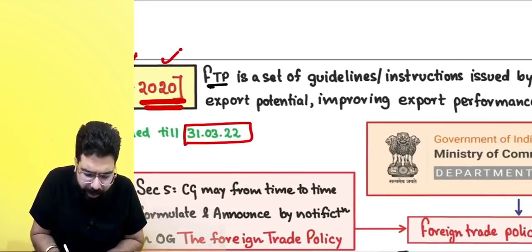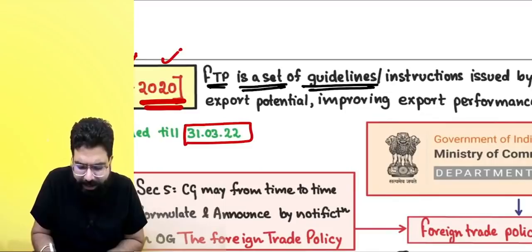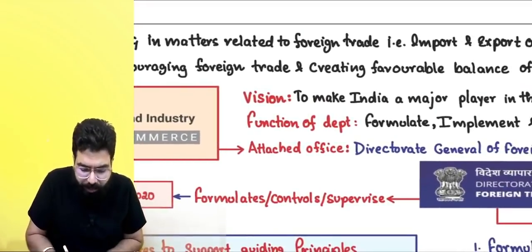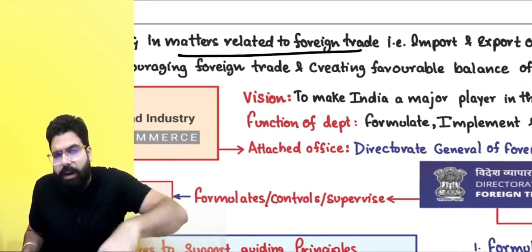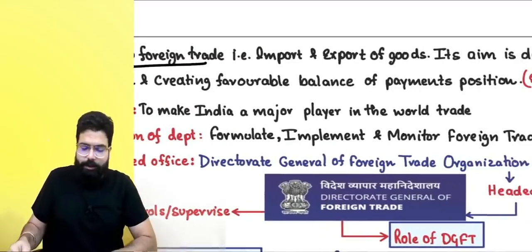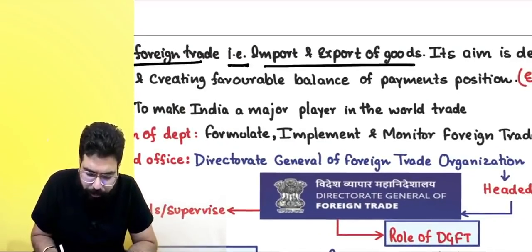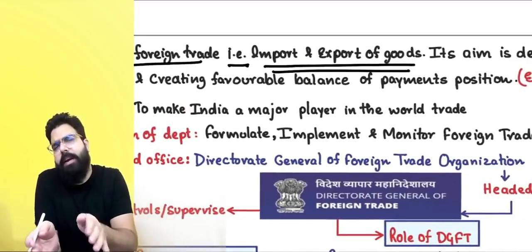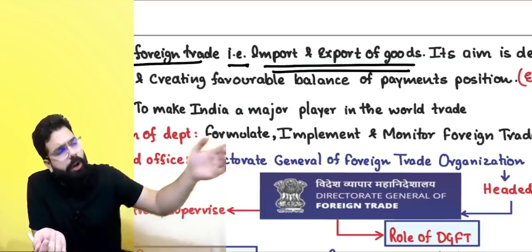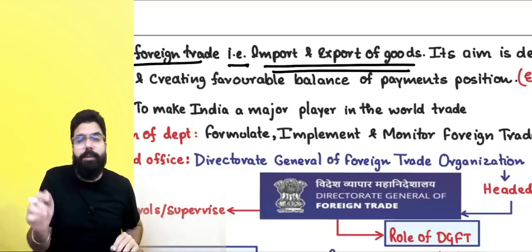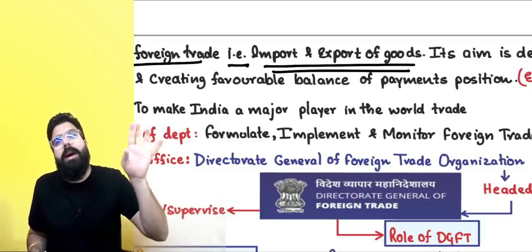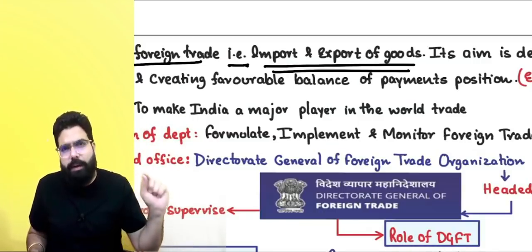So, what is a foreign trade policy? Foreign trade policy is a set of guidelines or instructions issued by the central government to monitor foreign trade. For monitoring the foreign trade, they issue instructions and guidelines. That is import and export related. They issue guidelines saying, for import, can you import this item? Can you export this item? Not allowed. Allowed. This item is prohibited. This item is restricted. All those things the government can do.